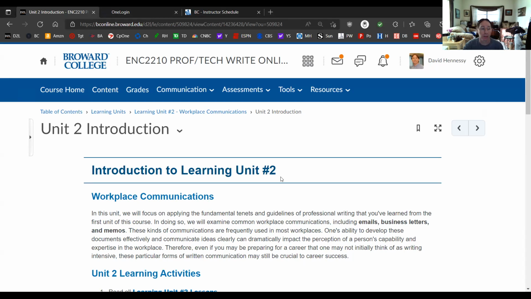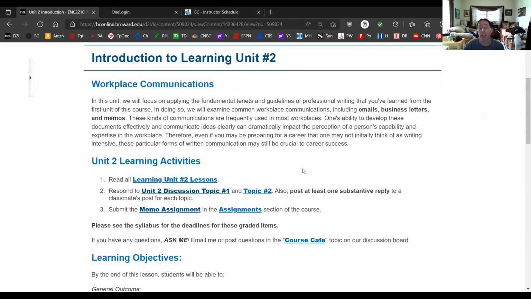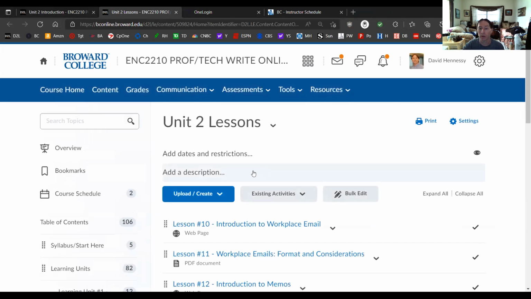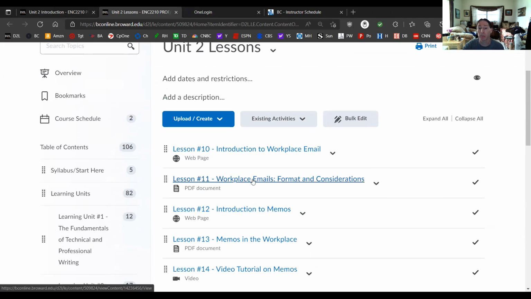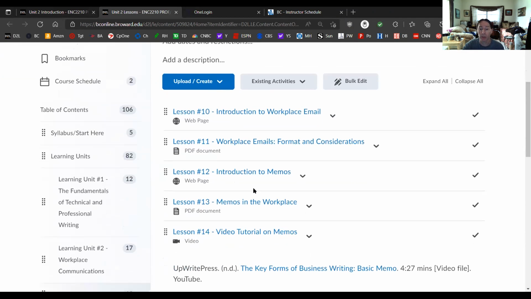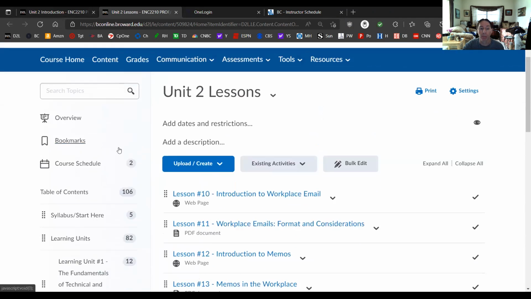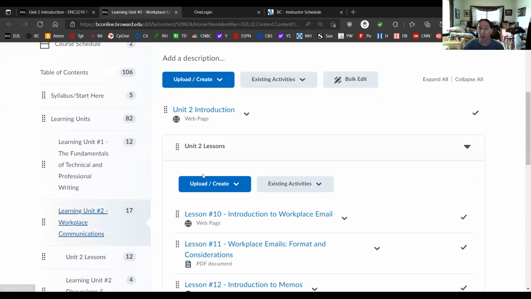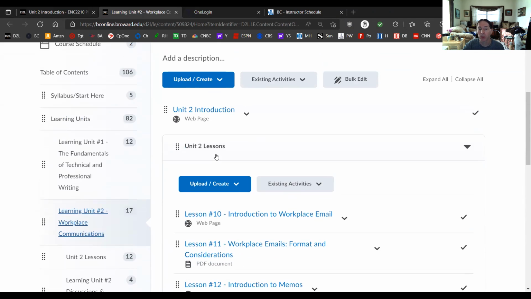As you'll see in the syllabus, over this unit you're going to be working on ultimately developing a memo. You're going to see that there's a number of key lessons within this unit that talk to you about a number of the kinds of communications that would take place commonly within traditional workplaces, such as workplace emails and memos. As part of the assignment itself, you're going to end up developing a workplace memo.